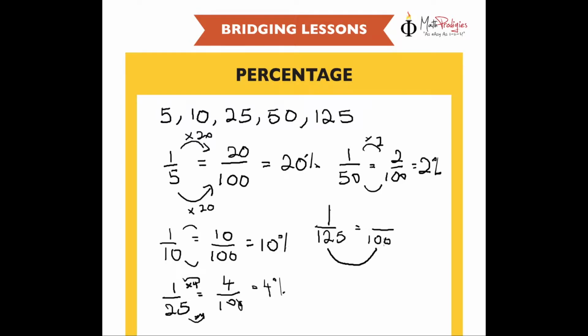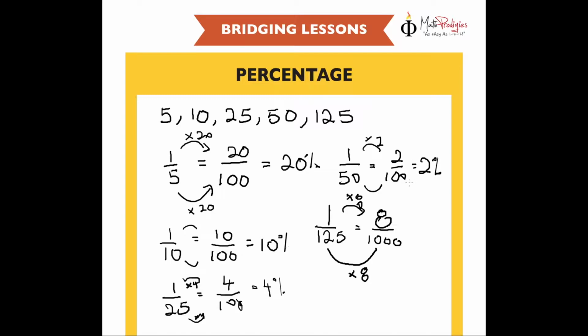So what's the nearest number that's a multiple of 10? It's 1,000, right? So you must multiply by 8. When you multiply by 8, you will get 8 out of 1,000. So is the answer 8%? No, the answer is not 8%. Because why? It's out of 1,000 and percentage is supposed to be out of, that's right, 100.